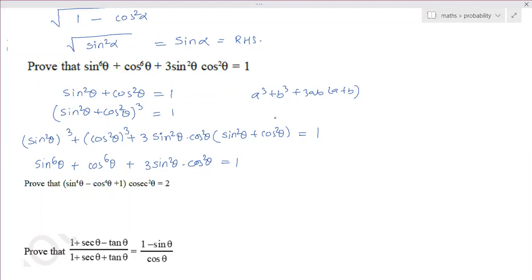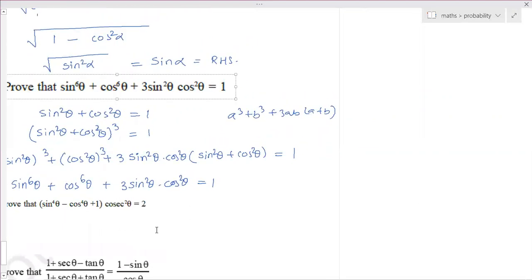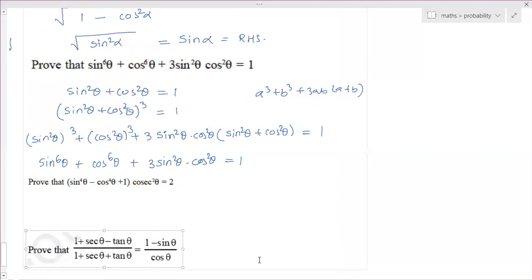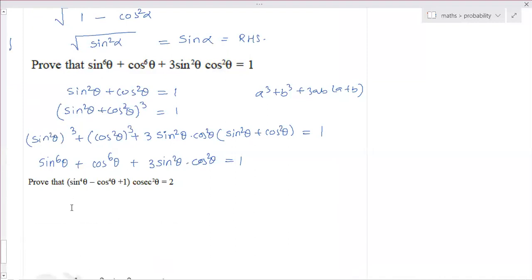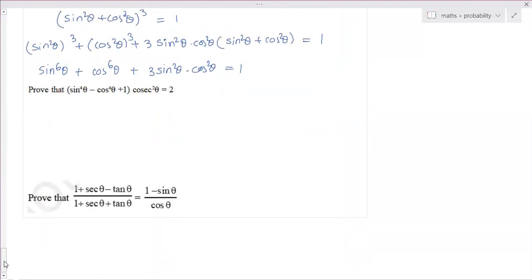Completed? Yes, ma'am. Next question, try. That is easier. Take this in the form of a square minus b square and factorize it and simplify.